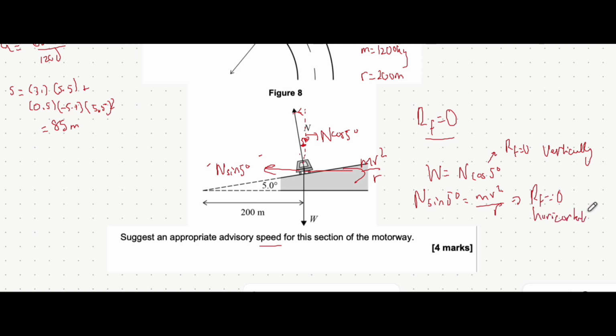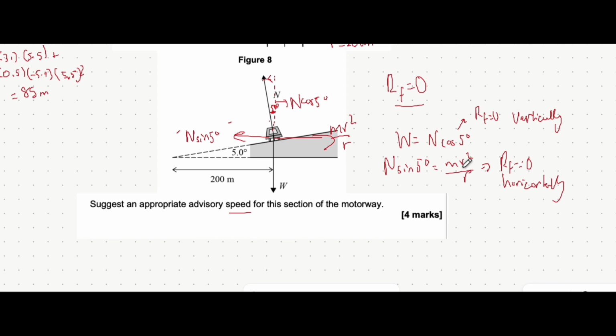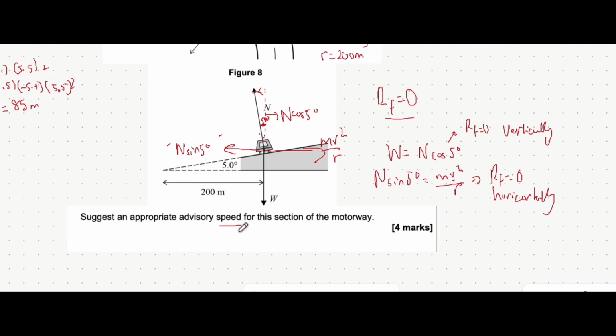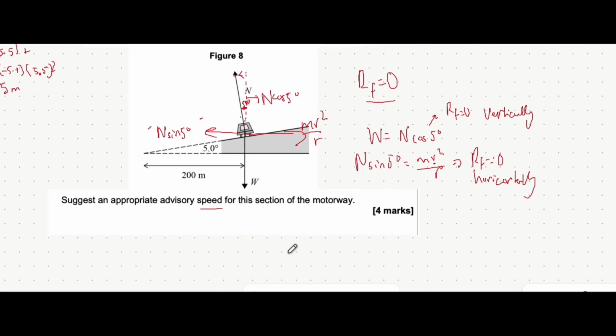And we can actually combine these two equations to make v the subject, and that will act as the velocity that is advised for this section of the motorway. So let's move on to that. We multiply both sides by r, so r n sine 5 degrees is equal to mv squared. Divide both sides by the mass. Square root both sides. So v is equal to the square root of all of this.